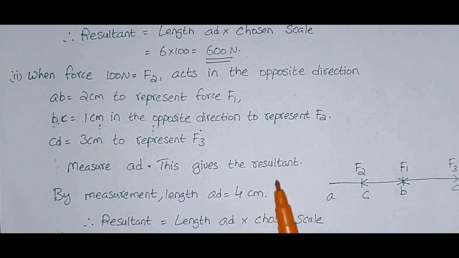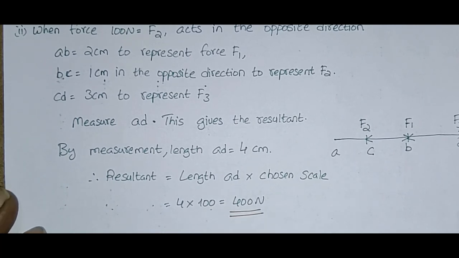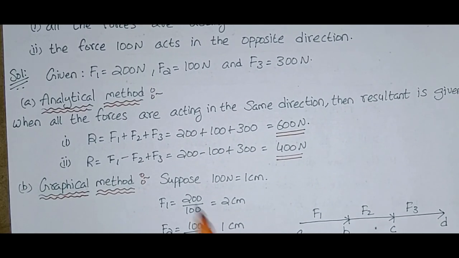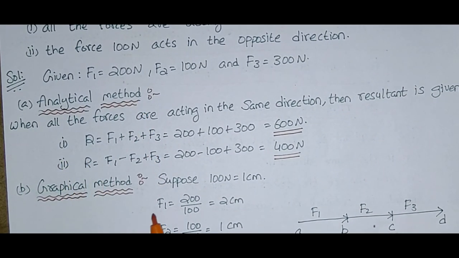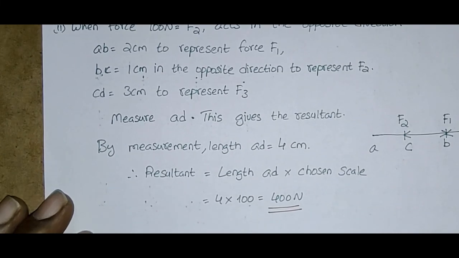This gives the resultant. By measurement, length AD is 4 cm. Therefore, resultant is equal to length AD into chosen scale. What is the selected scale here? 100 newtons. So 4 into 100 is 400 newtons. Now, comparing the analytical method and the graphical method, we are getting the same value.